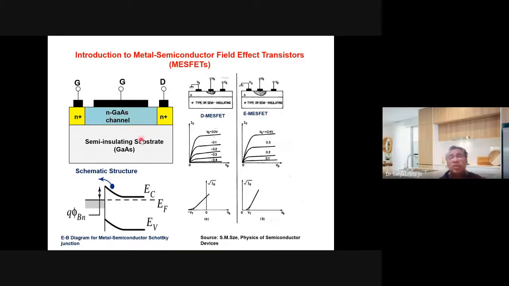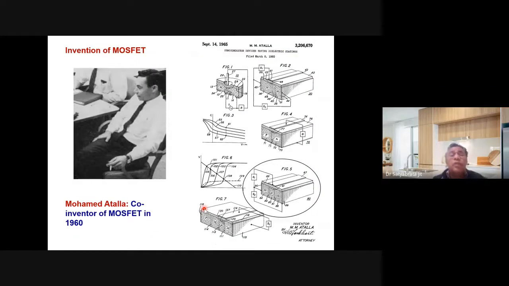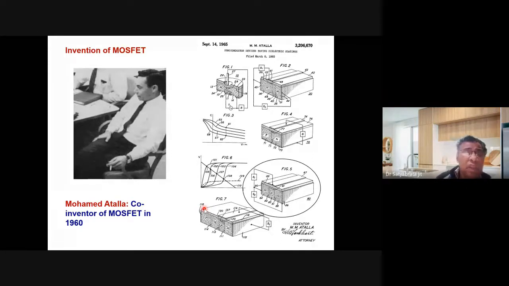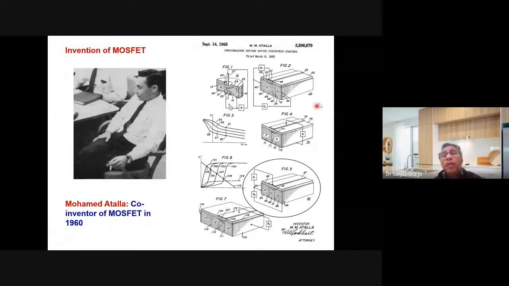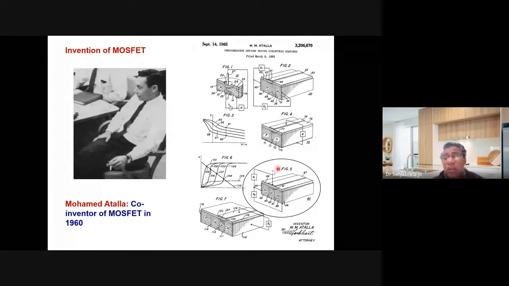So this structure is considered to be the MESFET, metal semiconductor field effect transistor. Now, the next one that we come to is the invention of the MOSFET. Now, for the MOSFET, Mohamed Atalla fabricated different structures. Out of these structures, he realized a structure like this.